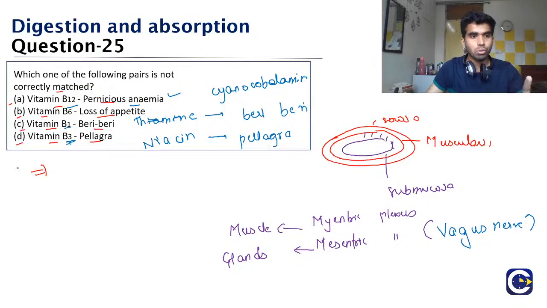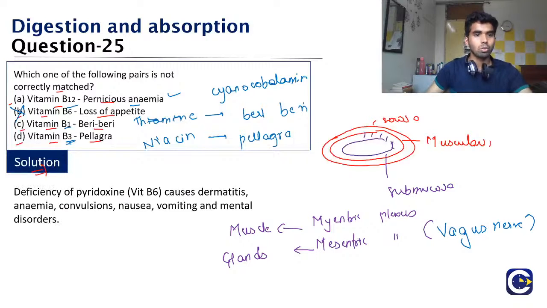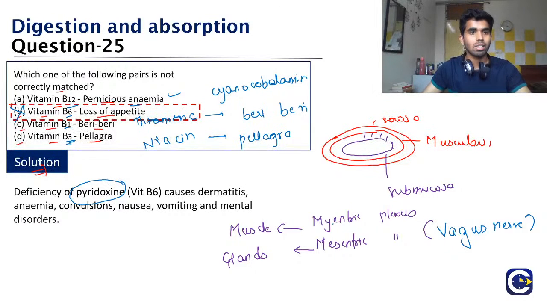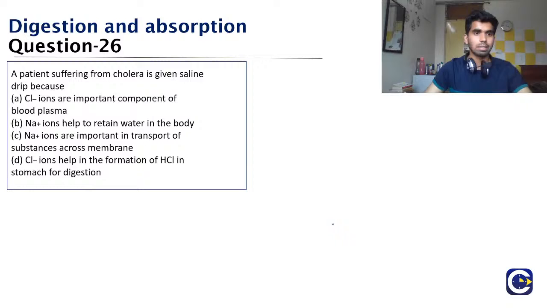So we know that options A, C and D are all correct. By elimination we can say that option B is incorrect. So the answer here is option B. And the name of vitamin B6 is pyridoxine. Welcome, Mohammed Jasim. It was a very nice question. I have explained some facts also based on that. Now coming to question number 26.